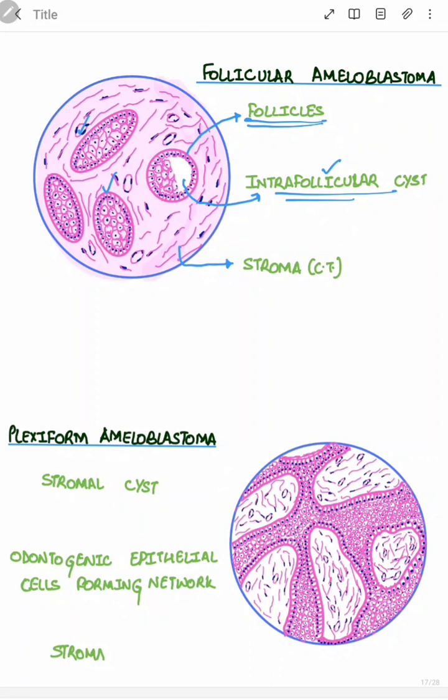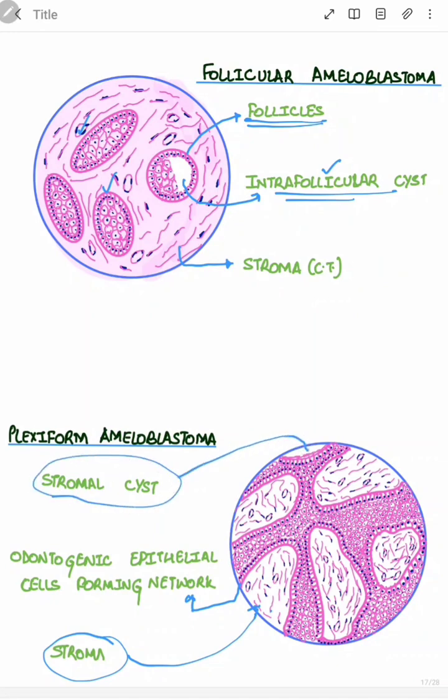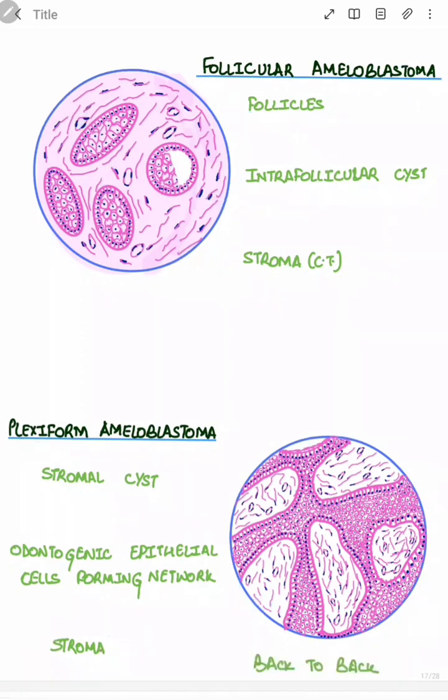But in plexiform ameloblastoma, here we can see all the odontogenic epithelial cells which are present in a form of network. So there is a network of odontogenic epithelial cells. Stroma is seen within this network. So this is the connective tissue, this is the stroma which is present within this network. And stroma, basically the connective tissue is degenerated to form a cyst. So stromal cyst is present in plexiform ameloblastoma, right? One more feature, the odontogenic epithelial cells, the tall columnar cells or the ameloblast type of cells are arranged in a back-to-back fashion.